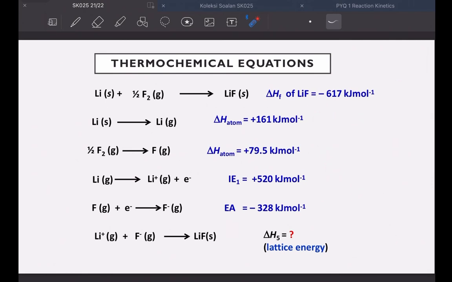For formation, you need to know that you form your solid ionic compound from its most stable state. And then for atomization, you are changing from your element to your gaseous atom. Gaseous atom, this one as well, gaseous atom. And then for ionization energy, you will be removing one electron from your gaseous atom. And then for electron affinity, you will be gaining one mole of electron to form your gaseous ion. Once we have our gaseous ions, we will form our lattice. So this is very important. Please practice by yourself and check with me if you have any problems.